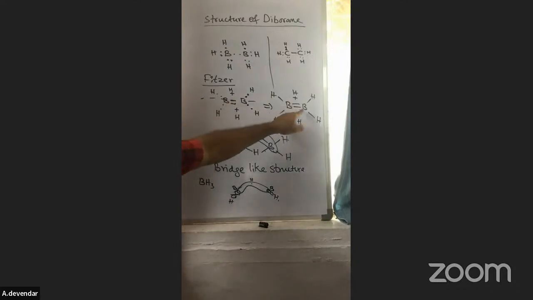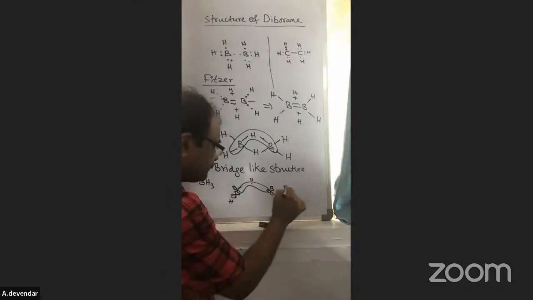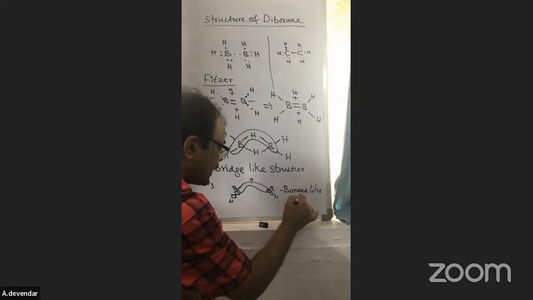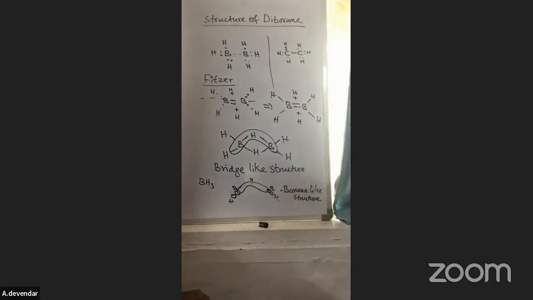Why? Because boron does not have enough for a double bond. If it is a double bond, it means it is an unsaturated compound. But diborane is not an unsaturated compound, it is a stable compound. So there may be a chance of this bridge-like structure. The bridge-like structure consists of the banana-like structure. So you can write both the bridge-like structure as well as the banana-like structure of diborane, as explained by Fitzgerald.